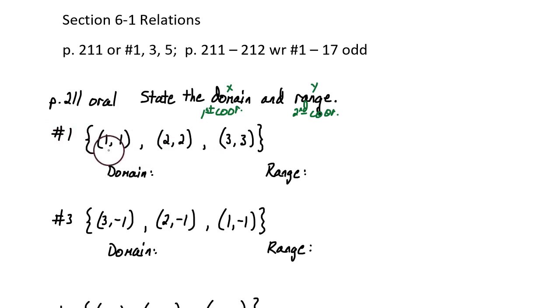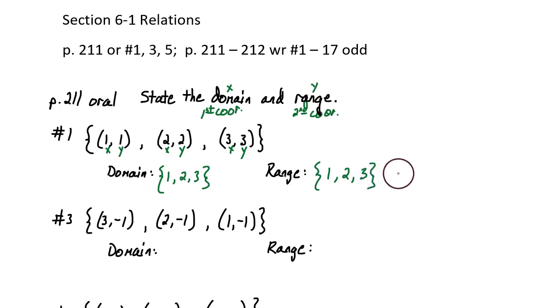In question number 1, we have 3 ordered pairs. Each of them has an x and y coordinate. To give the domain, we're making a list of numbers, so we should include that list in braces. We want to list all of the x-coordinates. There's a 1 and a 2 and a 3. To give the range, we're going to list all of the y-coordinates. There is a 1, a 2, and a 3.